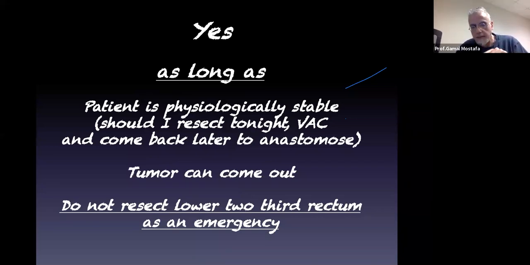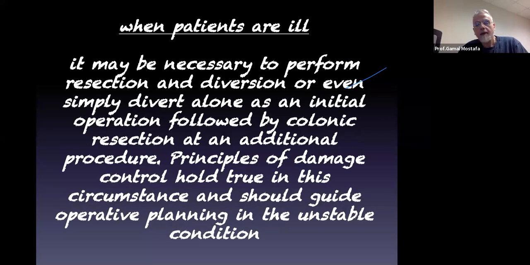Patient is physiologically stable. Now, should I resect now and come back later for anastomosis if the patient is sick? The tumor can come out, and remember, that's why I underline this again: do not do resection for mid and lower third rectum. Big mistake. So when the patient is ill, like trauma, we're just gonna go in, resect probably the obstruction, put a vacuum assisted closure, a vac sponge, and come back later.